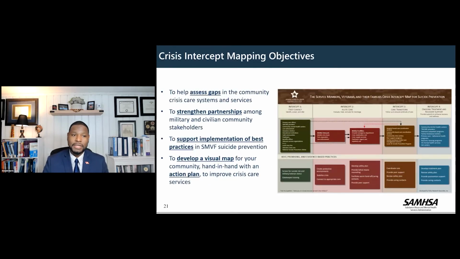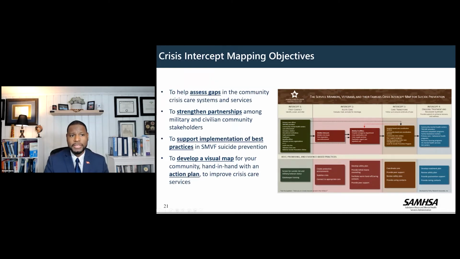And as Dr. McKeon described the why, the big picture behind why this is being driven, I'll just talk for a second about how it's implemented. Dr. McKeon gave the broad goal of crisis intercept mapping, and really it's broken down into 4, or I'd say 4.5 objectives. Starting with looking to assess those gaps and opportunities that exist across the community as it relates to suicide prevention for SMVF. And we do that systematically in a number of ways in this process.